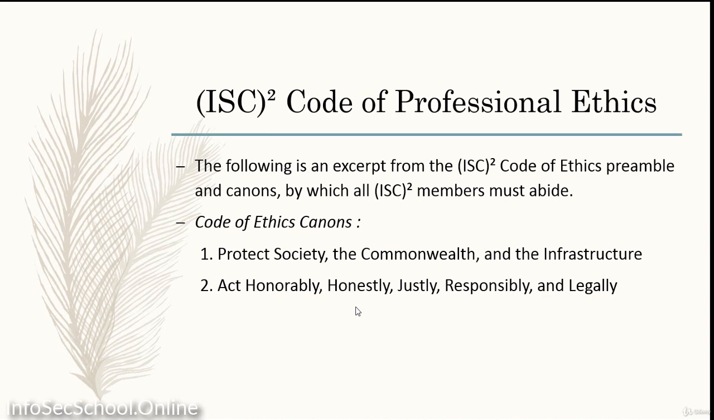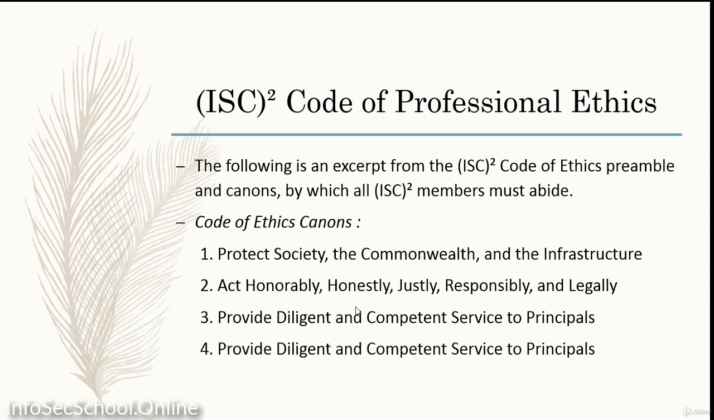And apart from that, there is another one: provide diligent and competent service to principals. You need to tell the truth, and make all stakeholders aware of what is going on, whether it is good or bad for the company, on a timely basis. And number 4 is to advance and protect the profession, like some sort of perseverance. So those are the basic rules and regulations of professional ethics of the CISSP.